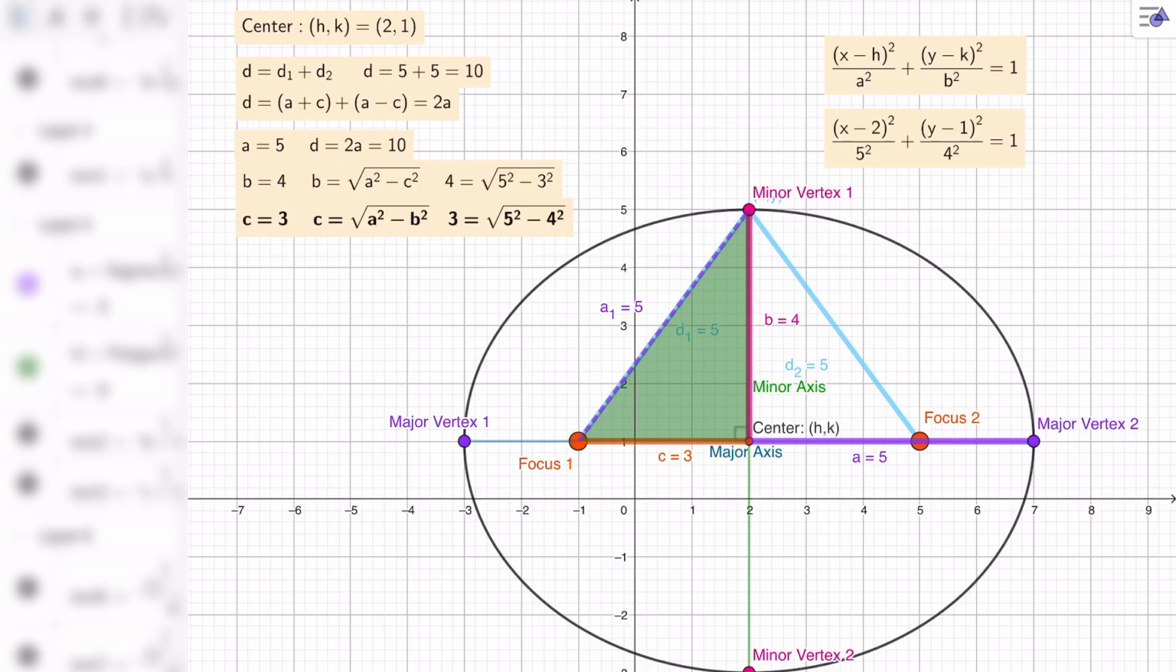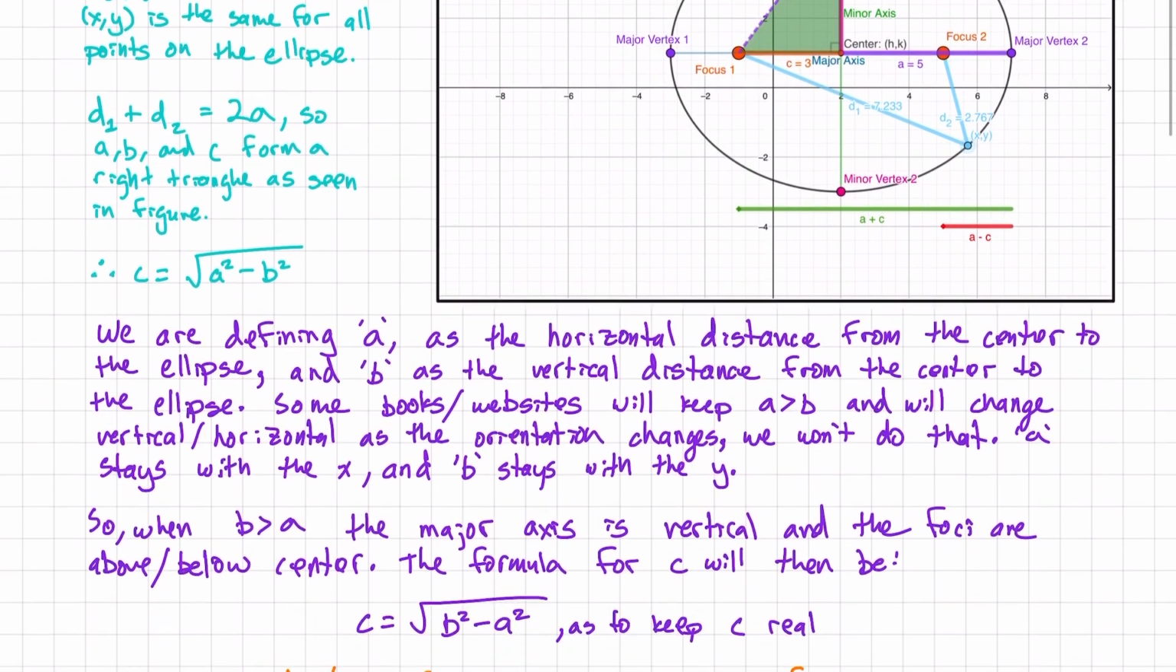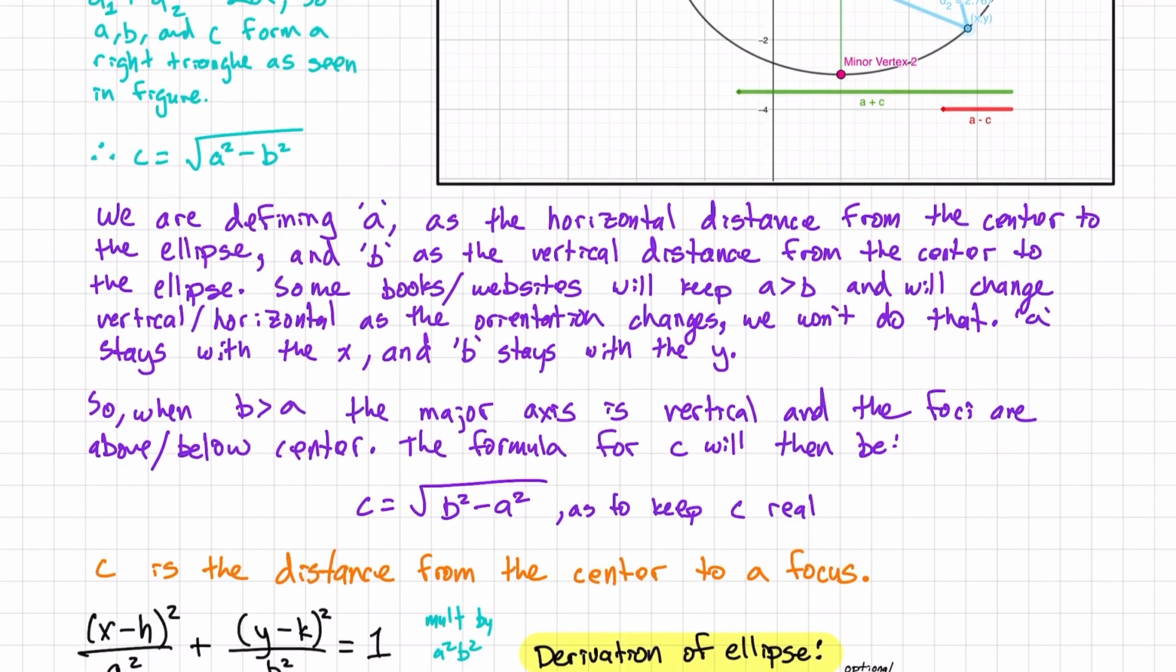So let's go to our notes and take a look at some examples. All right, so here are our notes. Much of this is just reviewing what we just talked about over in GeoGebra. I do want to remind you that we're defining a as the horizontal distance from the center to the ellipse and b as the vertical distance from the center to the ellipse. Some books and websites do that a little bit differently.